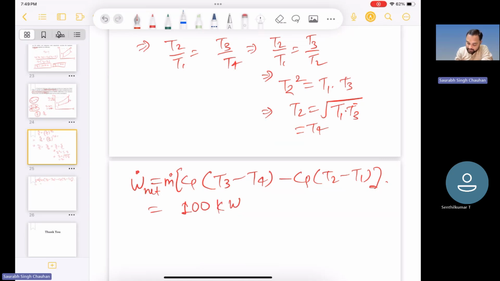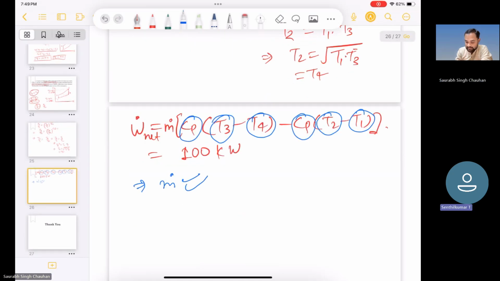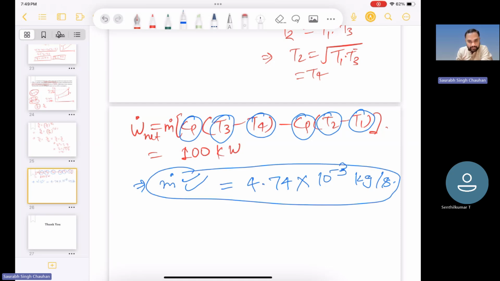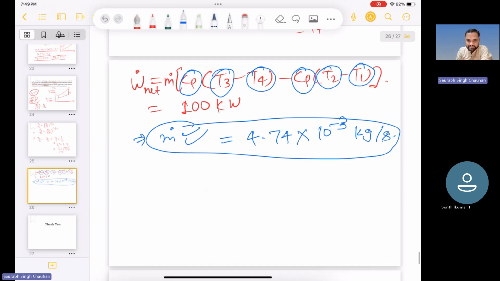So in this equation, you know the Cp, you know T3, T4, T2 and T1. So from here you can calculate M, the mass flow rate. All the values you have already calculated. The answer I have is 4.74 times 10 to the power minus 3 kilogram per second. So just do this calculation, and if you are getting something else, then we can solve it in the next session.